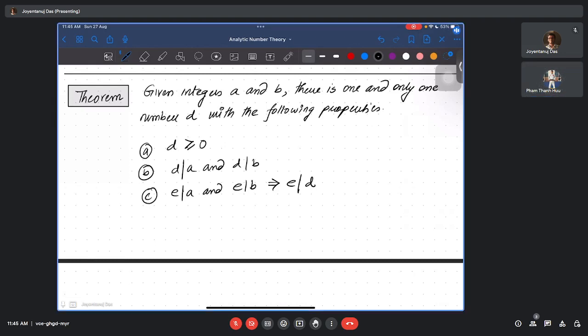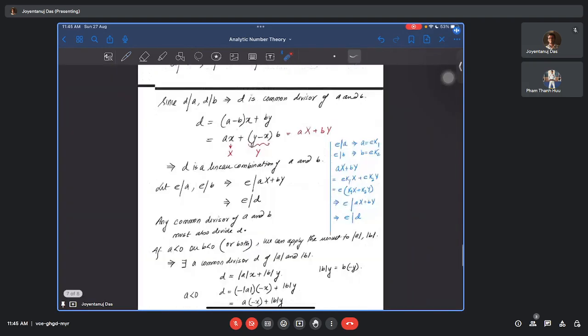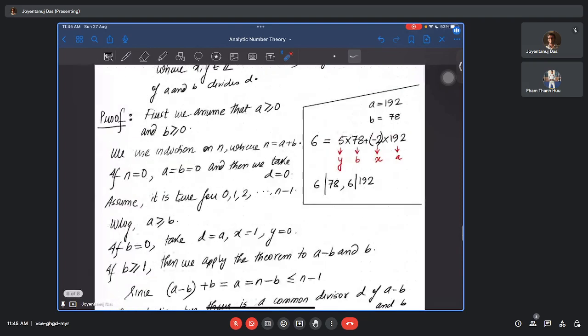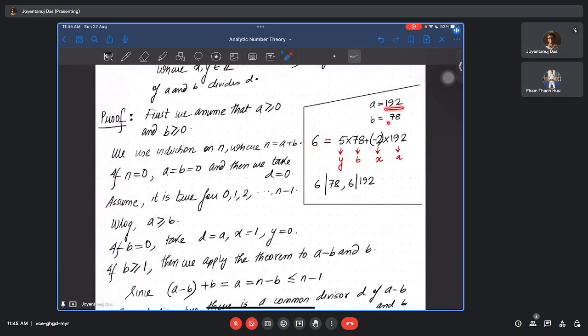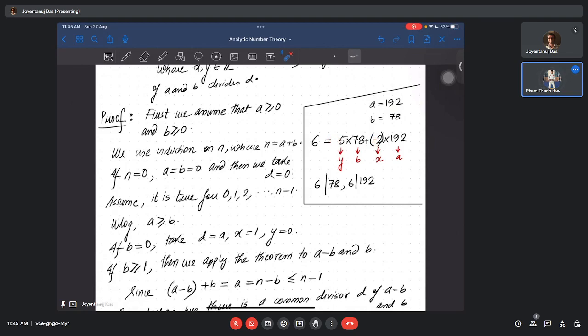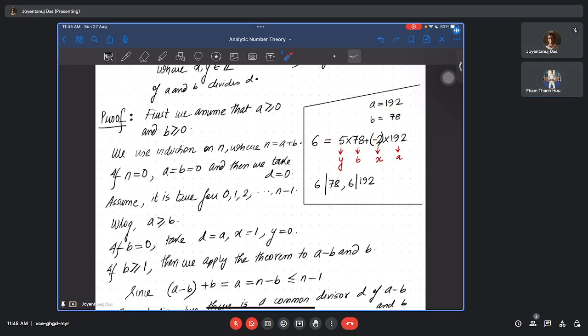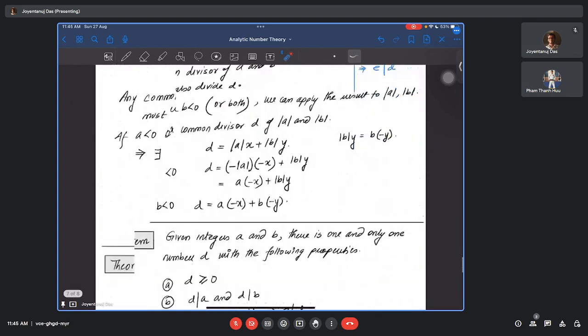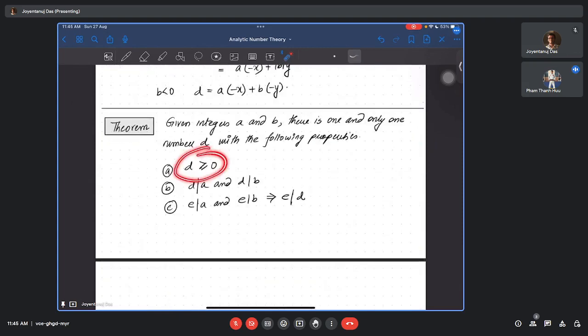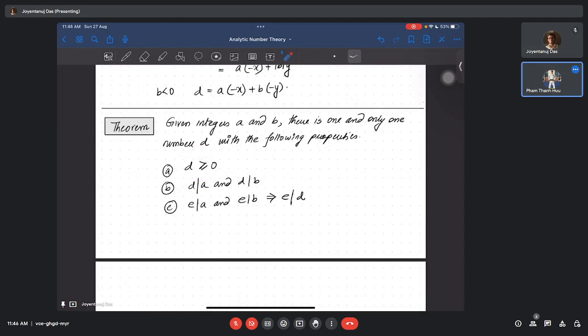So here the extra condition that we are saying is uniqueness, but uniqueness only comes from the condition that d is non-negative. For example, what you saw here, 6 divides both of them, but minus 6 also divides both of them, right? Minus 6 also satisfies both conditions. I can express minus 6 like this by just entering minus here and minus here. And every common divisor will also divide minus 6. But the uniqueness comes when I add this extra condition that d has to be non-negative.